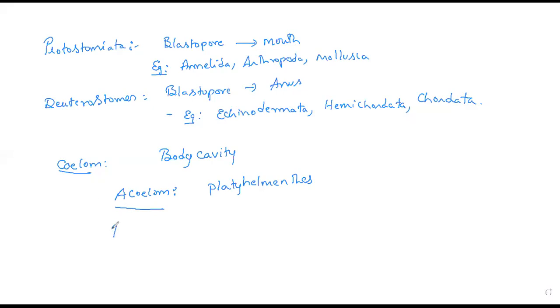Next one, pseudocoelom, false coelom. The embryonic blastocoel remains. Persistence of the primary body cavity is called pseudocoelom. Example of pseudocoelom is Aschelminthes.